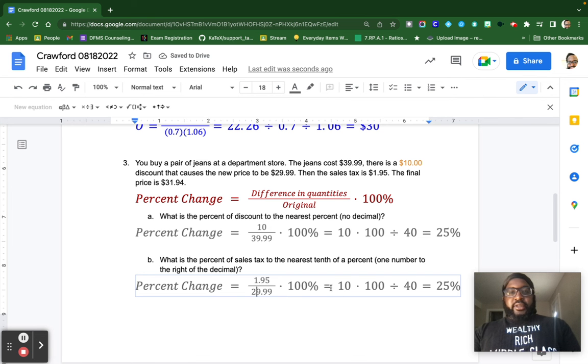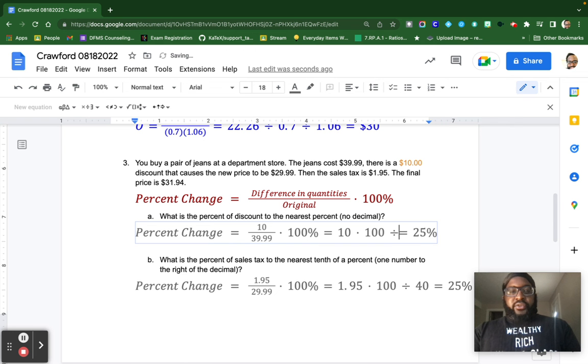Now with this is where my showing off kind of stops. And what I want to do is be consistent with what the problem has.